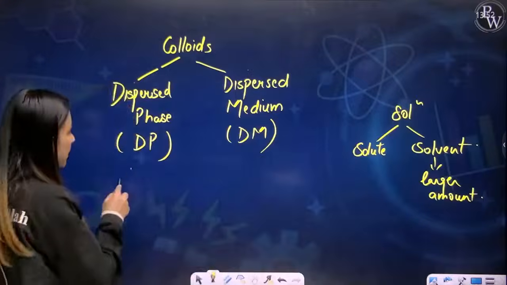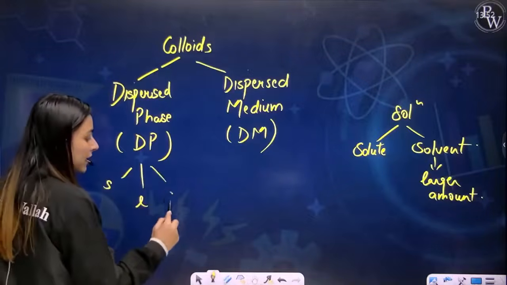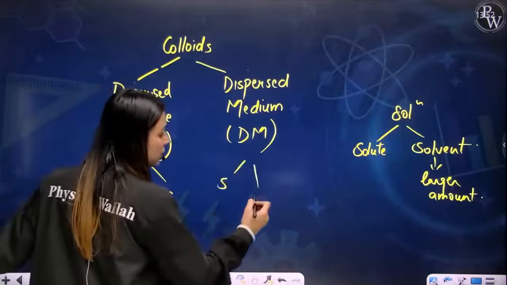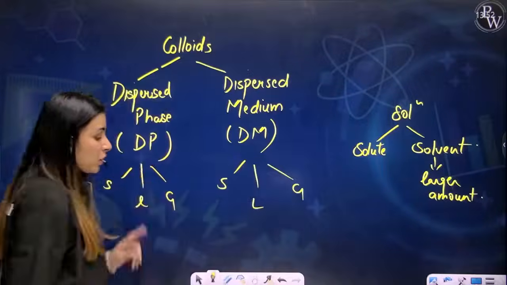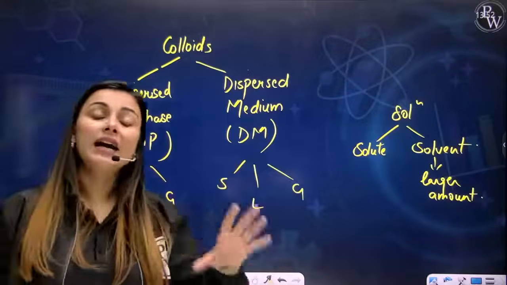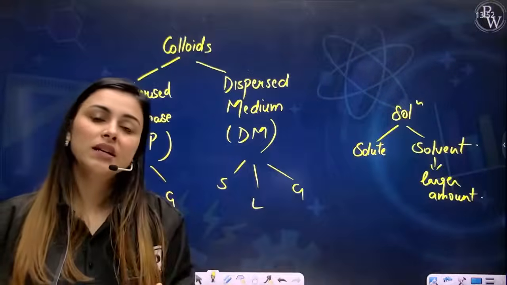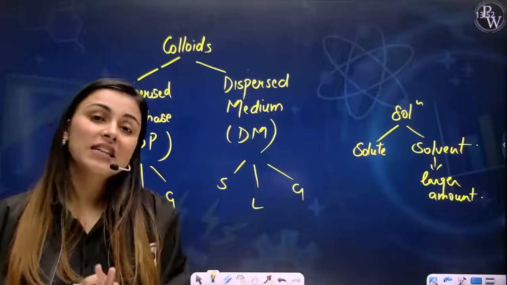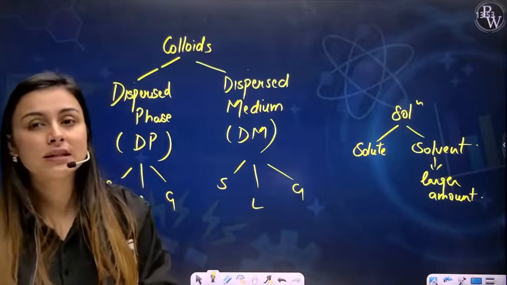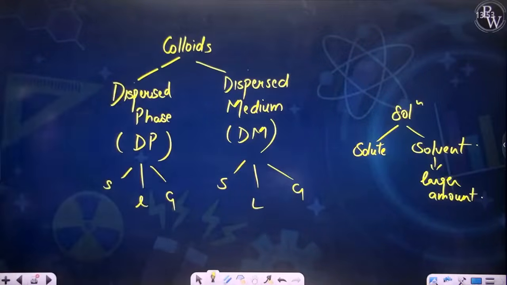Now these can be solid, liquid and gas. This can be solid, liquid and gas. So 3 into 3, total 9 different types of colloids must have been there, but only 8 types are there, because gas in gas is always a homogeneous solution. So it is always considered a true solution. If you want to write it, please write it down, then we'll move forward. I hope you've written it.